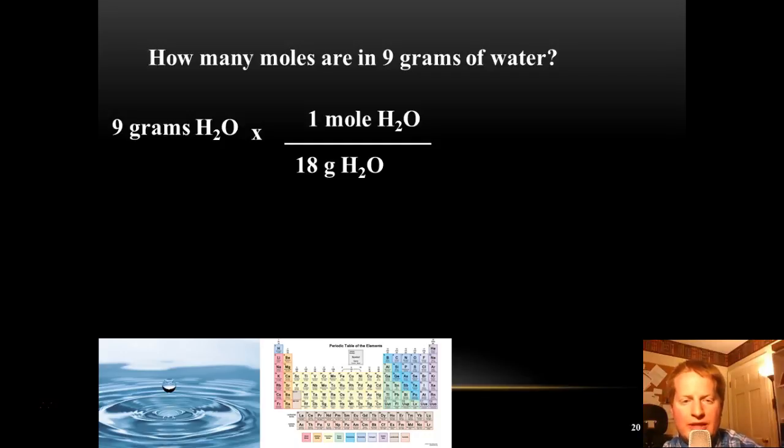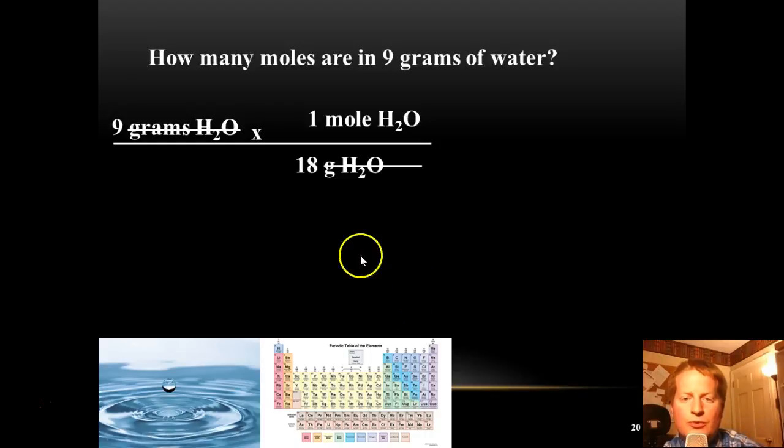So now we double check that we set it up correctly, so we make sure our units cancel. We have grams on top of the fraction and on bottom of the fraction, so we know we set this up correctly because we're only left with the unit that we want, which is moles. So we're doing pretty well so far.